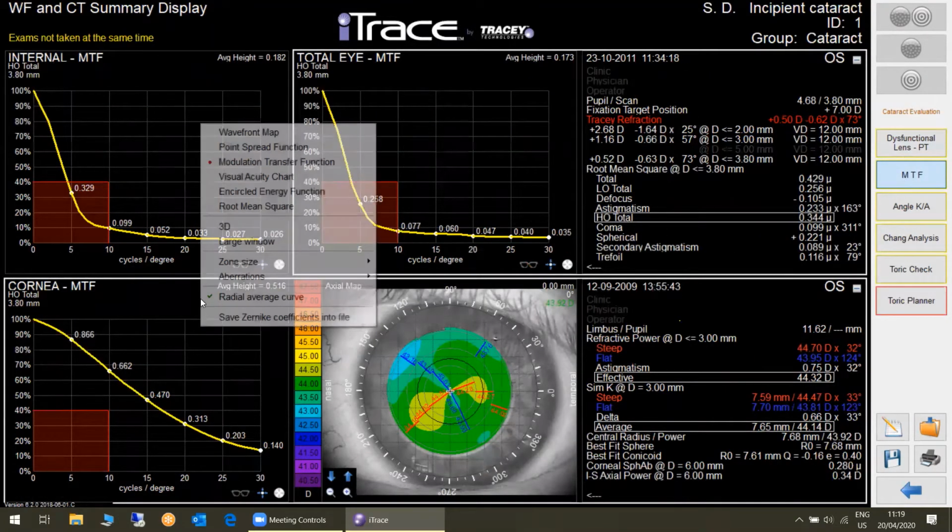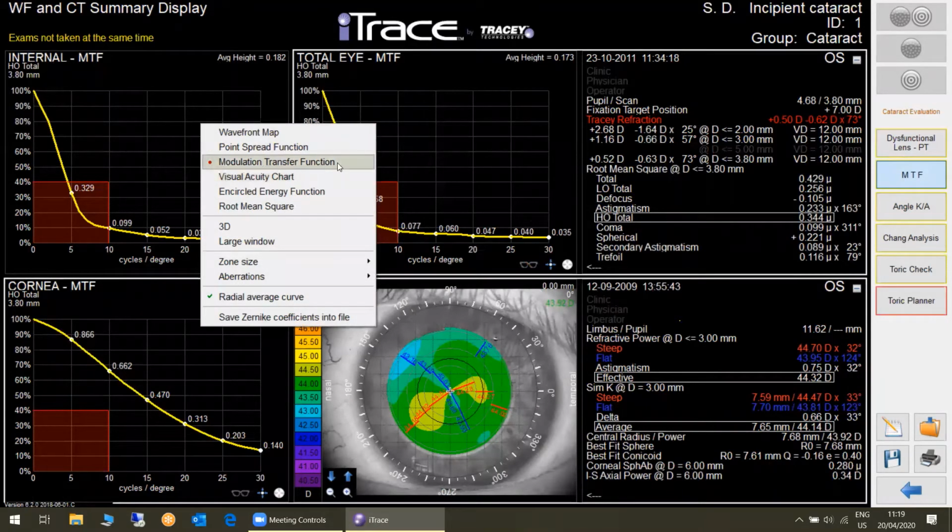MTF stands for modulation transfer function. And to be honest, a couple of years ago, I did not understand MTF and I wanted to get rid of it in the software because everybody was asking me about it and I couldn't explain. And now I understand it and I use it for every single eye. Okay, because it's very important. And this is my gift to you today, it's for free. I'm going to explain you MTF in a very simple way.